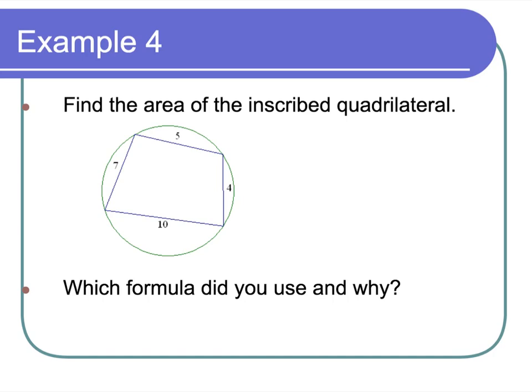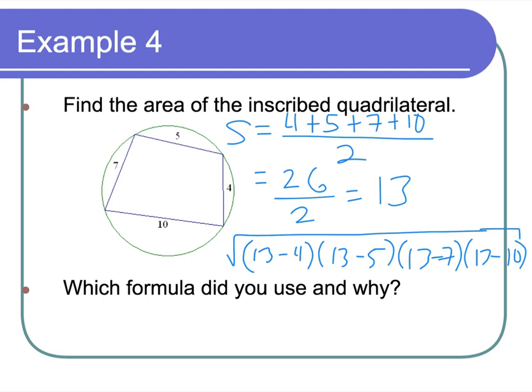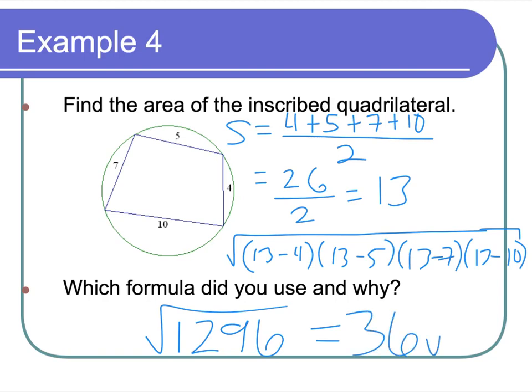Excellent. So, of course, I got to find my semi-perimeter first, and then I can plug that bad boy in. So we've got our semi-perimeter here, which is 13. We can plug that into the formula. And when we do that, we get square root of 1,296, which is 36. It is a perfect square in this case. Units squared, whatever that might be. Bibbity boppity boo, we done.